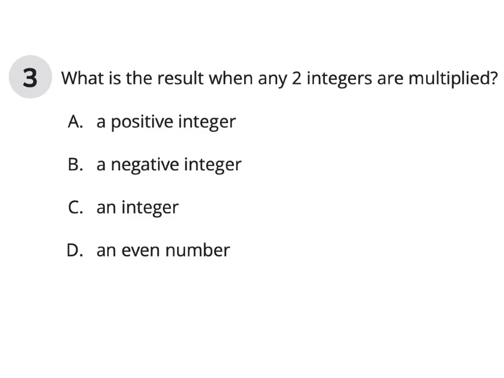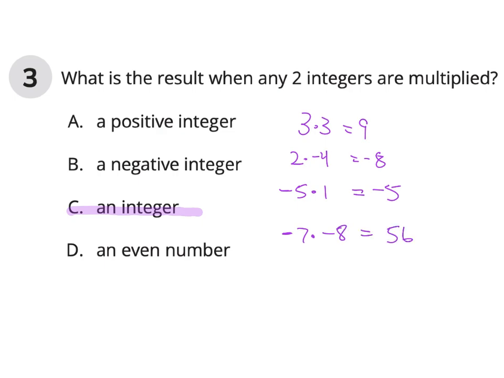Okay, so looking at this one. When you multiply two integers, you get an integer out. Well, how do I know this? Well, 3 times 3 is 9. 2 times -4 is -8. -5 times 1 is -5. And -7 times -8 is positive 56. So 2 of them are positive, 2 of them are negative. So there you go.